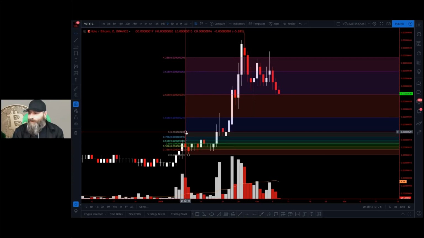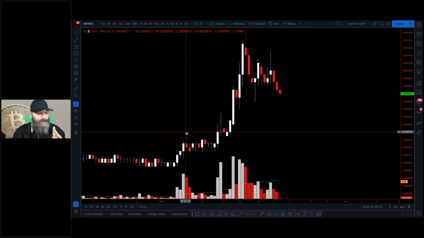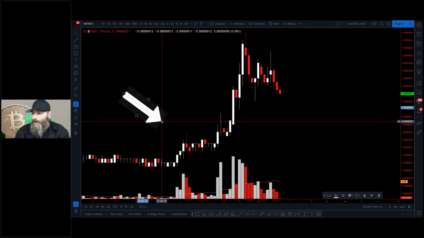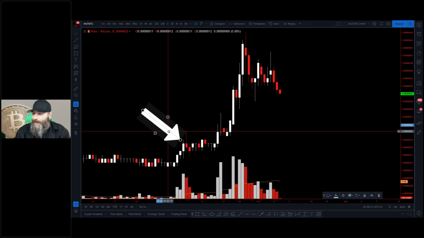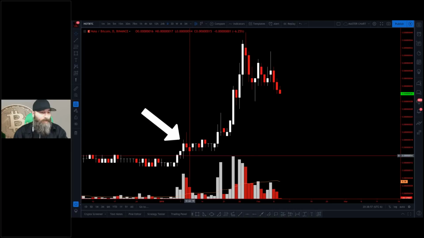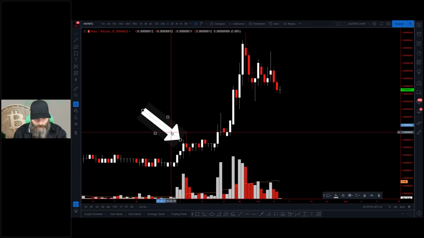Now, I want to show you something while we're on this screen and looking at just this right here. I want to point a few things out, and I'm going to use a big old arrow. All right? This guy right here, that was your first move. This was your first move with a pullback, right? We'll call that move one. Doesn't matter what you call it.